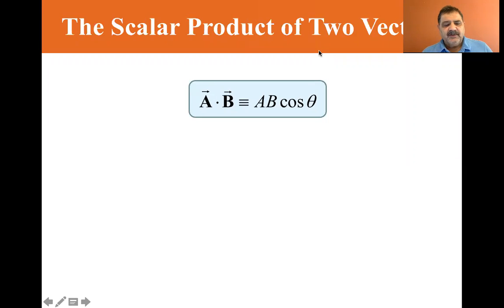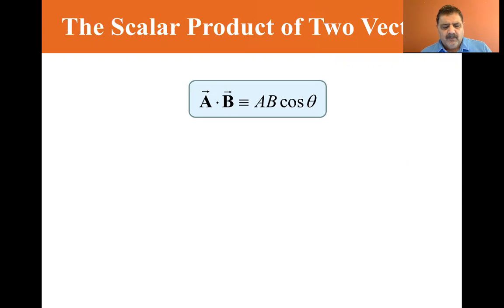Okay, we're going on to section 7.3, the scalar product of two vectors. The scalar product, also called a dot product, A dot B, is defined as AB cosine theta. That's the magnitude of A, the magnitude of B, times the cosine of the angle between them.